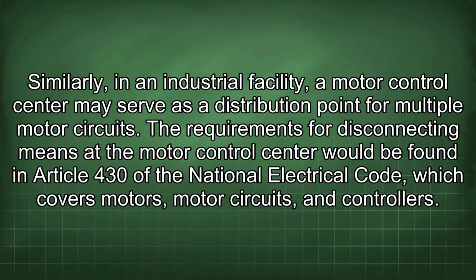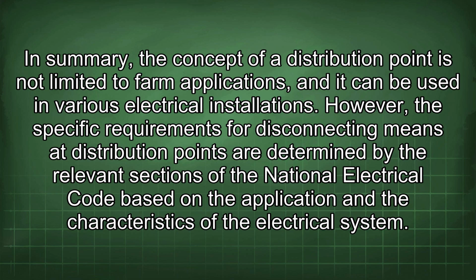Similarly, in an industrial facility, a motor control center may serve as a distribution point for multiple motor circuits. The requirements for disconnecting means at the motor control center would be found in Article 430 of the National Electrical Code, which covers motors, motor circuits, and controllers. In summary, the concept of a distribution point is not limited to farm applications, and it can be used in various electrical installations. However, the specific requirements for disconnecting means at distribution points are determined by the relevant sections of the National Electrical Code based on their application and the characteristics of the electrical system.